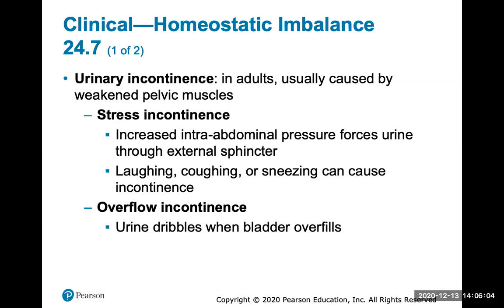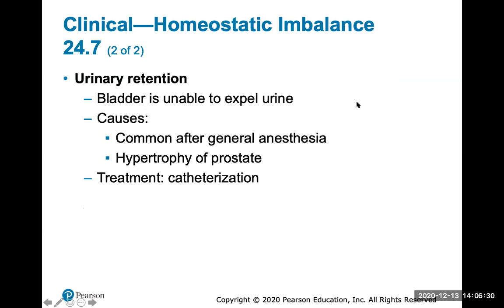Urinary incontinence is usually caused by weakened pelvic muscles. So urinary incontinence means leaking urine, unable to control that external urethral sphincter. Increased intra-abdominal pressure will force urine through the external sphincter, usually through laughing, coughing, sneezing. Overflow incontinence is when urine dribbles out when the bladder overfills. These weakened pelvic muscles can be caused under general anesthesia, hypertrophy of the prostate.